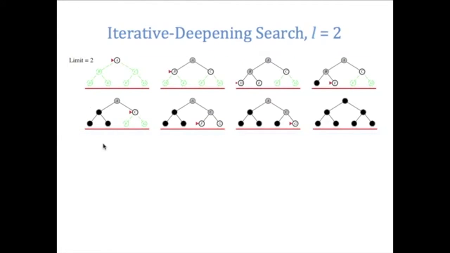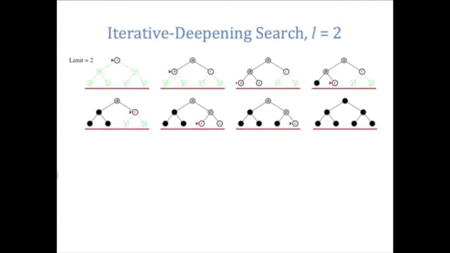So here we'll try it again. We do exactly the same kind of thing. We first expand A, but then we expand to get B and C, but instead of going immediately to B to C, we'll expand B because we're doing depth first search. We explore the B subtree, it's not there. We explore the C subtree, it's not there.